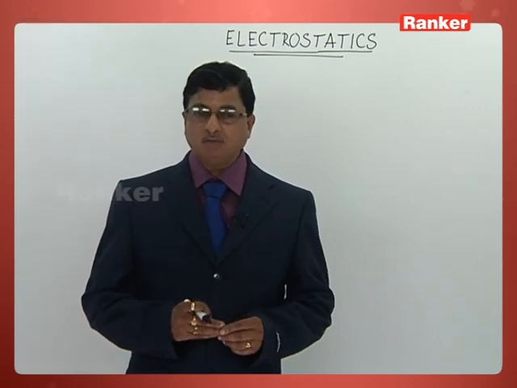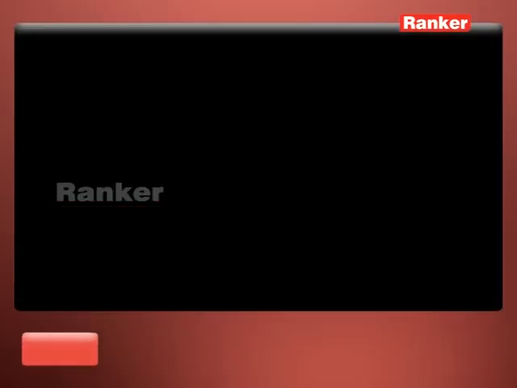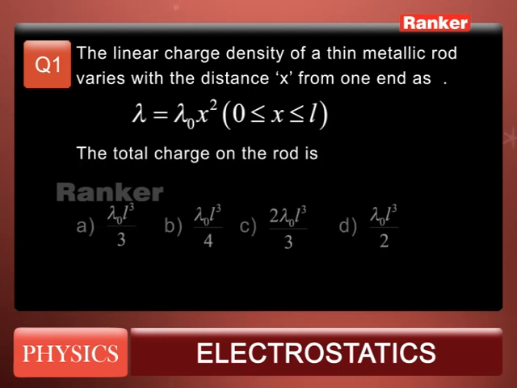Let us take the very first problem of this order. The linear charge density of a thin metallic rod varies with the distance x from one end as lambda is equal to lambda naught x square, where 0 is less than or equal to x, less than or equal to L. That means x lies in between 0 and L. The total charge on the rod is how much? That is question 1.